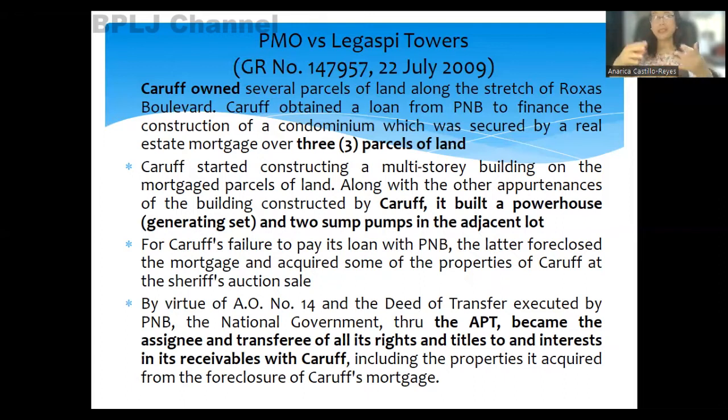While building the condominium, Karuk constructed a powerhouse containing a generating set and some pumps in the adjacent lot. However, because of Karuk's failure to pay the loan, PNB foreclosed the mortgage and acquired some of the properties of Karuk at the auction sale. Through the APT, the asset privatization, the national government became the assignee and transferee of all the rights and titles in its receivables with Karuk, including the properties it acquired from the foreclosure of the mortgage.